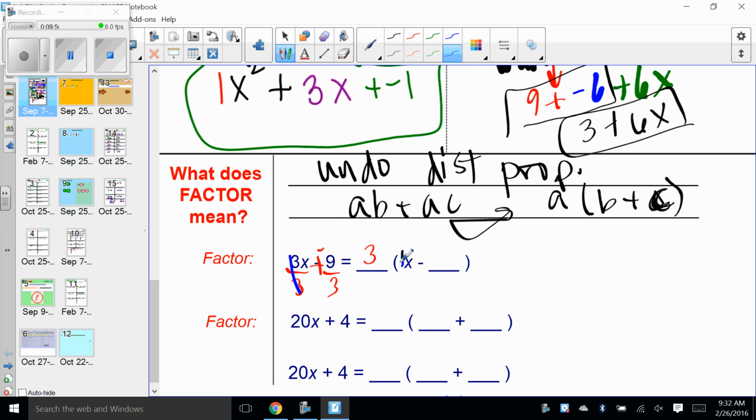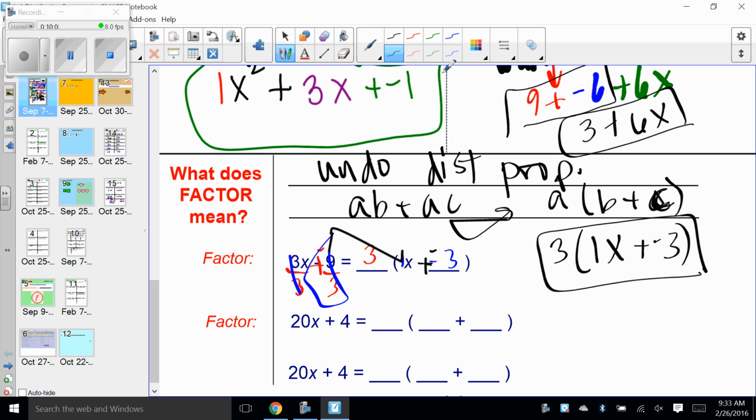in the first spot. And this is a triangle problem here, which is negative 3. So the answer then becomes 3 on the outside, and you have a 1x plus -3 on the inside. Here is your answer. We're going opposite of the distributive property. We're actually pulling the parenthesis back. We're bringing it back in.